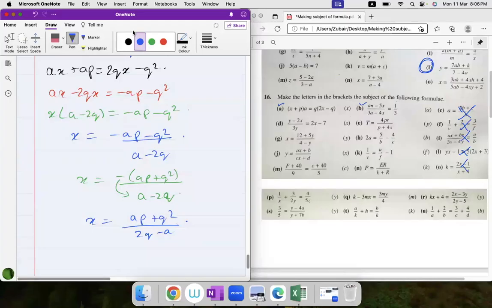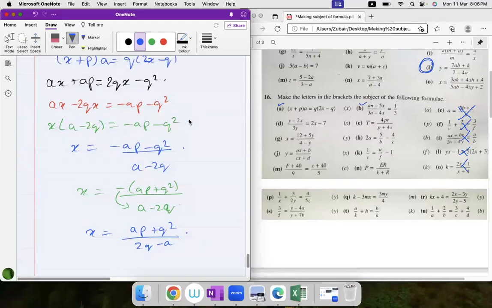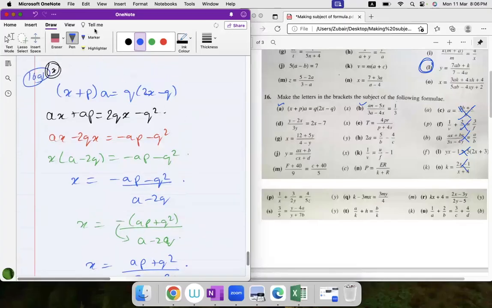I'm confused on what to do next because I got ax plus ap equals 2qx minus q squared. Very good. Then focus on x only. Bring all those terms with x on the left hand side and take all the others on the right hand side.